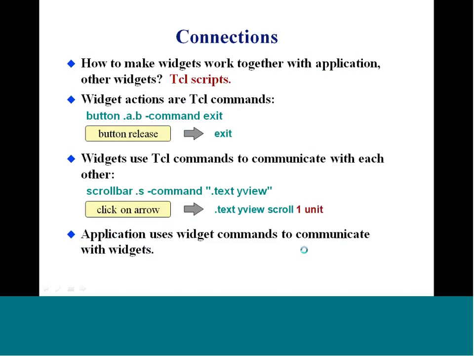So today we will also learn about these connections and probably stop at that point. I think we'll continue with bindings in the next class. So the connections: the questions are how to make widgets work together with an application and other widgets. This is the whole purpose of Tcl. So we put the Tcl commands and then it should work there. And the widget actions are Tcl commands. For example, the button a.b dash command exit. The button release is kept there, and then every time you press, the program just exits.